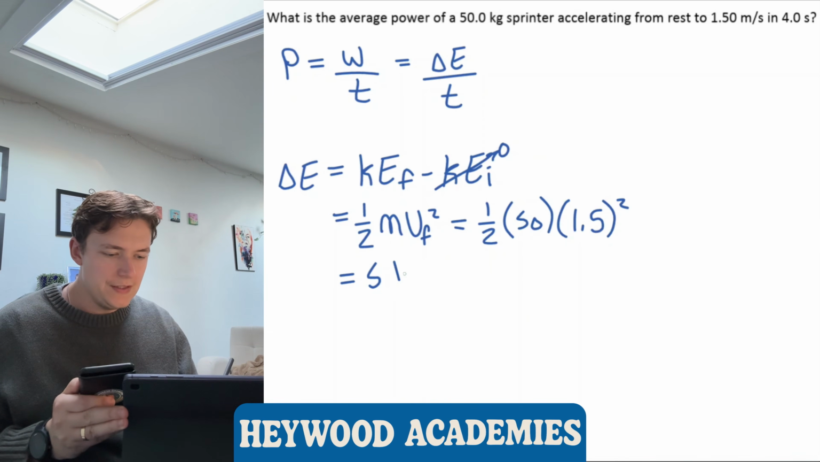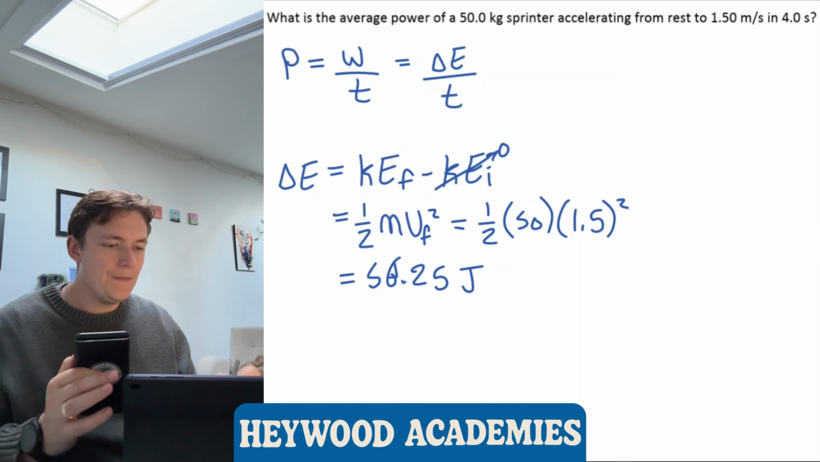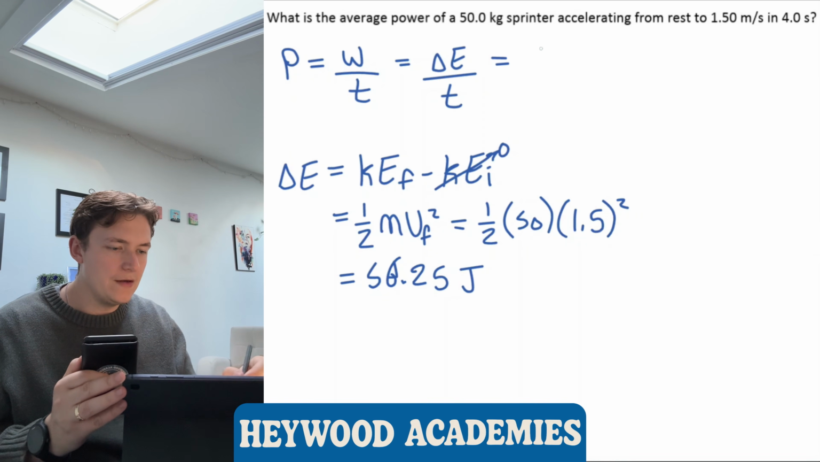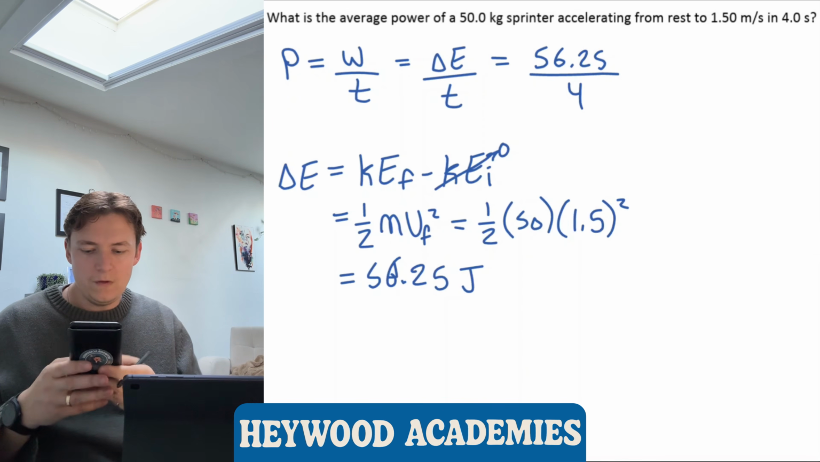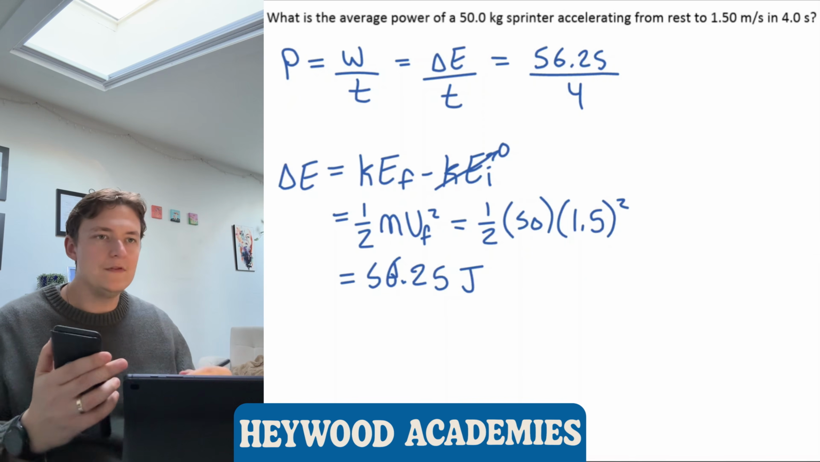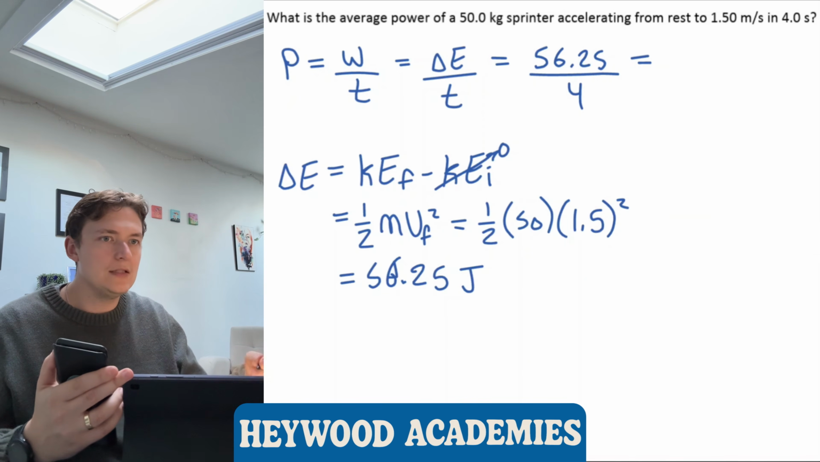So we get 56.25 joules, and then we can go and plug that up here. So 56.25 divided by the time, which was 4 seconds. That gives us about 14 watts.